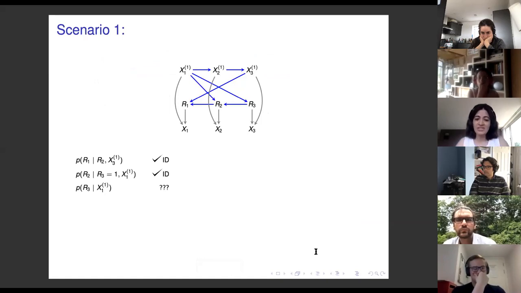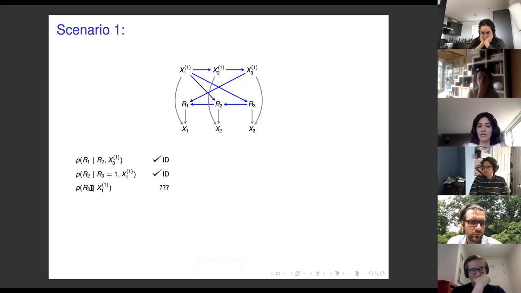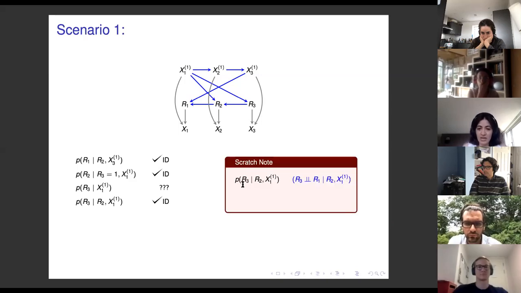But the key observation here is that if I include R2 past the conditioning bar in the propensity of R3, then that distribution, which is the probability of R3 given R2 and X11, is suddenly going to be identified. Why is that? Here's a quick scratch note. We see that R3 is independent of R1 given R2 and X11. Therefore, I can just plug in R1 equals 1. And then again, by consistency, the right-hand side is a function of observed data. And there we have it. It's not really a propensity, but the probability of R3 given R2 and X11 is now identified.